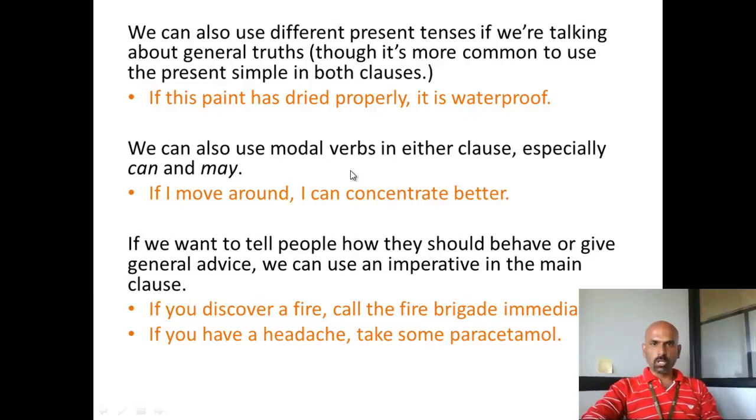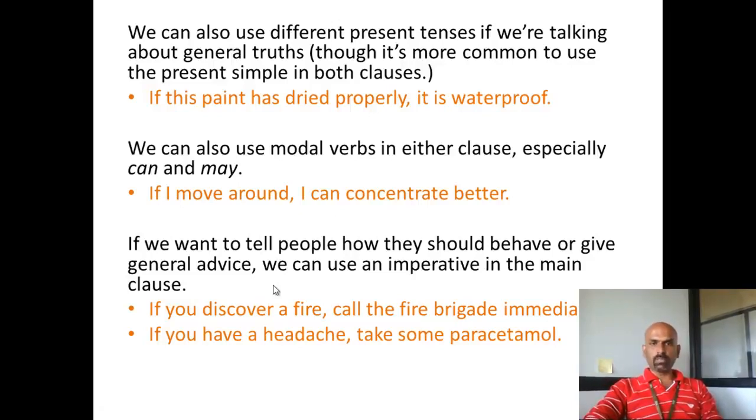Look at the next example. We can also use modal verbs in either clause, especially can and may. Look at the example. If I move around, I can concentrate better. Here, the modal verb can is used instead of will.